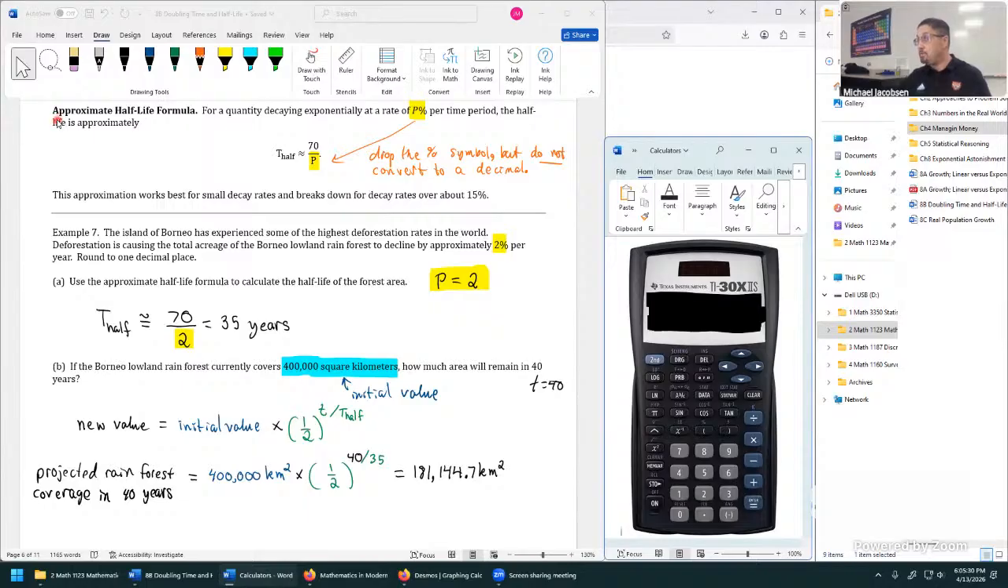It was telling us if something is decaying exponentially, instead of exponential growth, something is shrinking in this way, then we have a notion of a half-life, the time it's going to take for half of the amount, whatever quantity it could be, to vanish. We take the decay rate, drop the percent symbol, and just take 70 divided by p. So this is the rule of 70 for exponential decay.